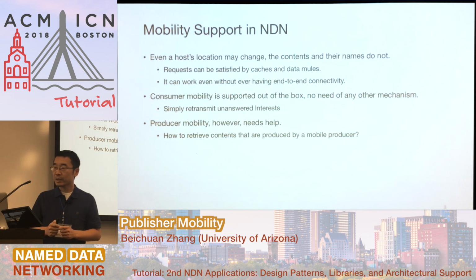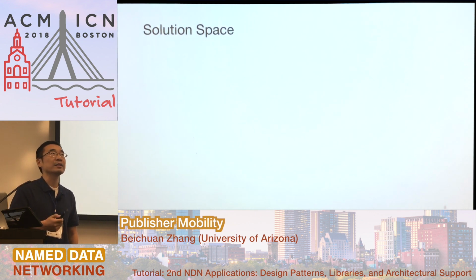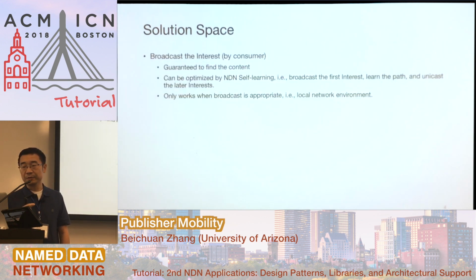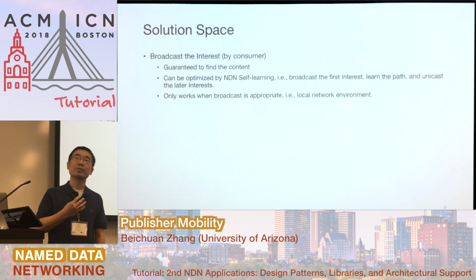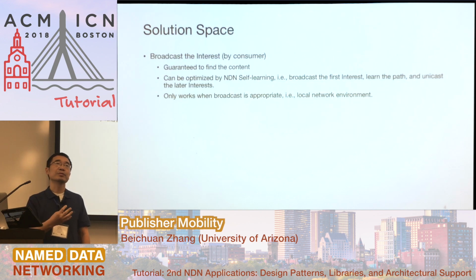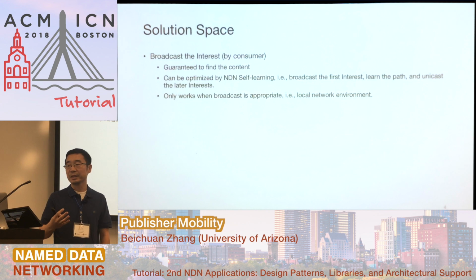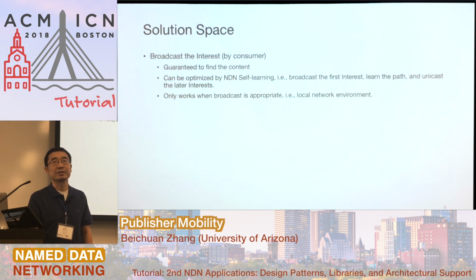So, what are the possible solutions? On a very high level in this solution space, what can we do to support producer mobility? From the consumer point of view, I send an interest and I don't know where the content might be. One way is you broadcast the interest to everywhere in the network. It's guaranteed to find the content because the interest goes everywhere.